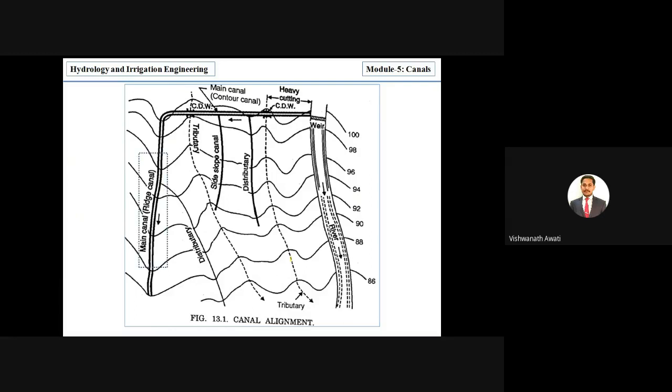So here you can see the main canal, and in that bracket you can see the ridge canal. A ridge canal, also called a watershed canal, is aligned along the ridge line or highest elevation. Then the contour canal is aligned along the existing contours of the area. Then we have the side slope canal, which is aligned perpendicular to the existing contours and along existing drainage, right? Okay, we'll see one by one in detail.